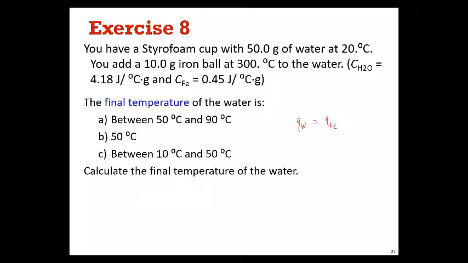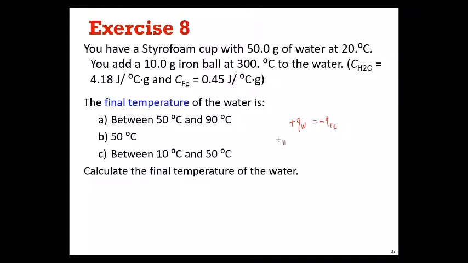Is water gaining or losing? Yes, iron is losing. Good. Water is gaining. Very good. So this side gets the negative. The water's gaining, so it's positive. You don't have to put the plus there. I just do it to help me remember my signs.